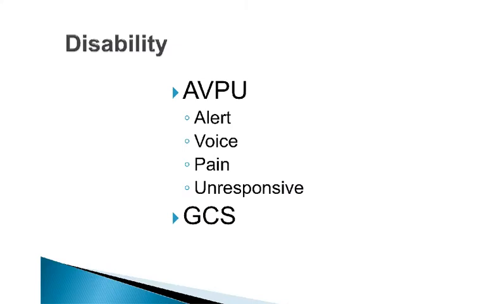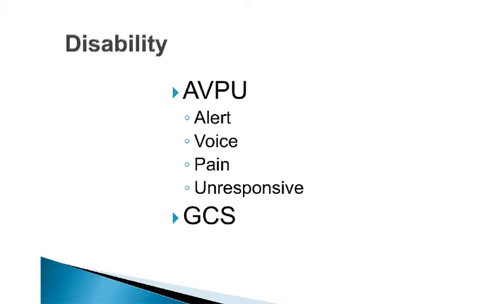Now, when it comes to disability, our assessment, we've got 2 types of assessment that we generally use. We've got the AVPU and the GCS. The GCS is a more in-depth assessment that we tend to do in the acute settings or in the emergency department. The AVPU is a neurological assessment tool designed to be done in a trauma situation, so we're getting a rapid assessment of the patient's neurological status.